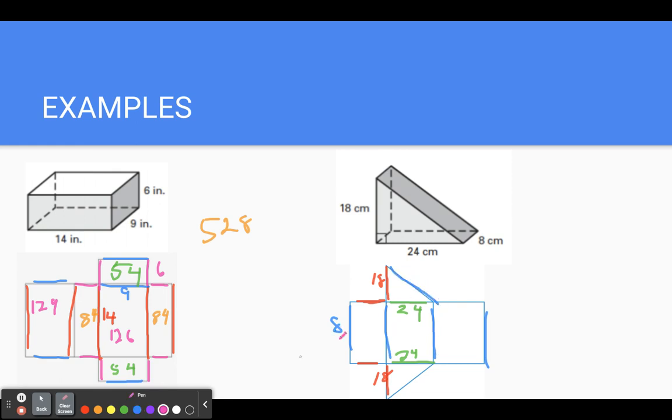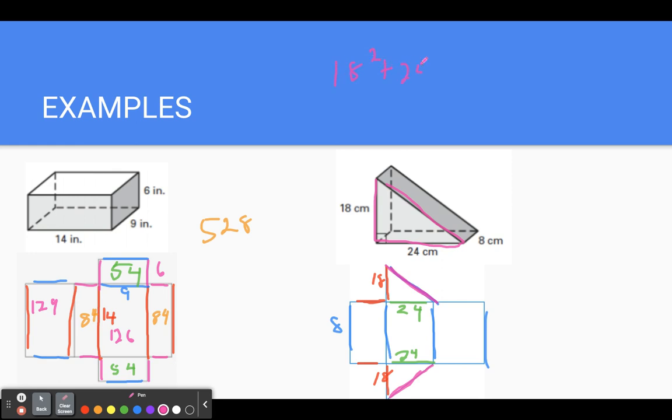I think I've already used that color. Sorry, let's use that one. Right, in pink, we don't know the diagonal sides, but we can use Pythagorean theorem to find that side, right? Because that is the triangle that we have there. 24 and 18 are legs. That missing side is the hypotenuse, so we end up having Pythagorean theorem.